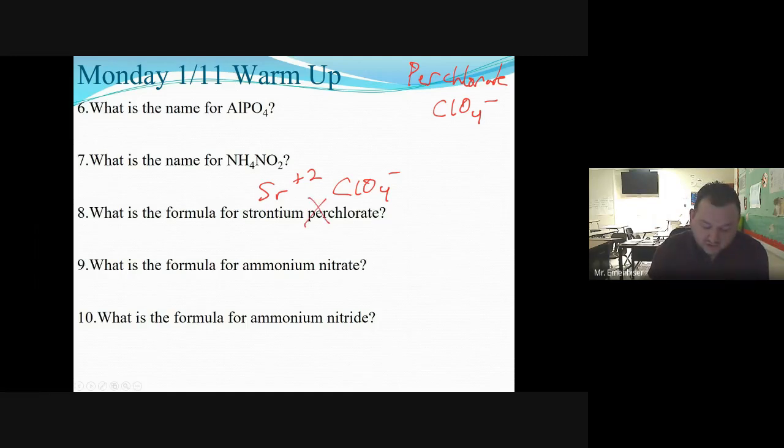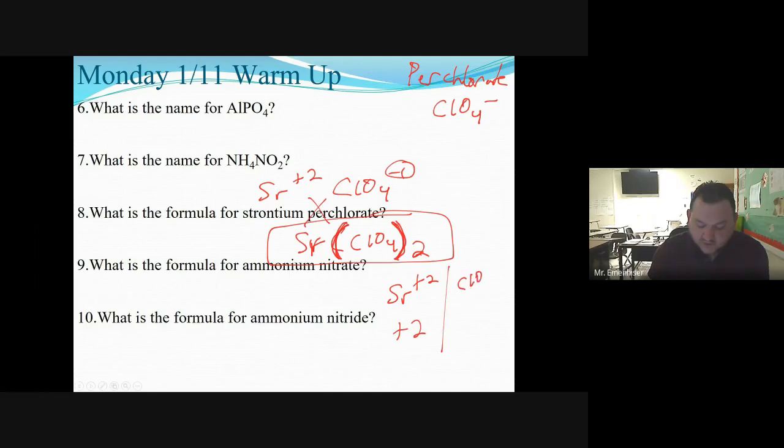And so I'm going to cross the charges. The 2 from the strontium comes down to tell me that I need 2 of that perchlorate ion. And then the 1 comes down to strontium. So I just need 1 strontium. So if I get rid of that 1, that's our formula. Sr, parentheses ClO4, and we need 2 of those perchlorate ions to balance, right? Because strontium is a +2, so that's a total +2. If I have perchlorate on the other team, I need 2 of them to make a -2. They have to have the same score. All right, so that's strontium perchlorate.